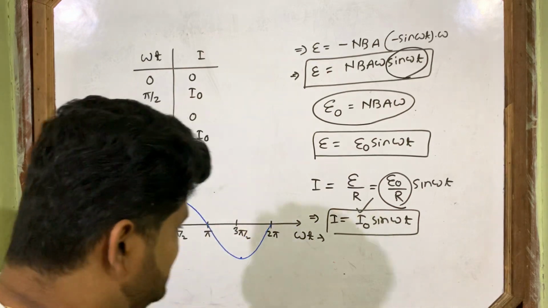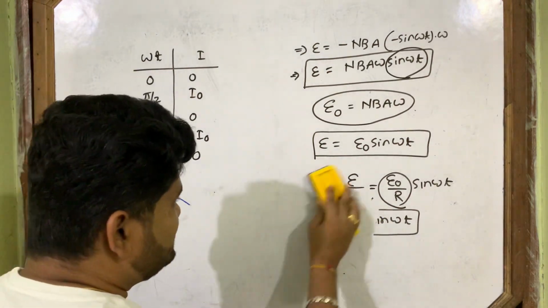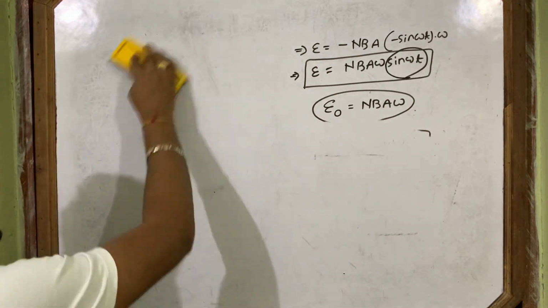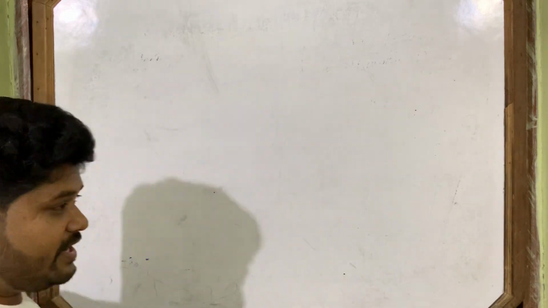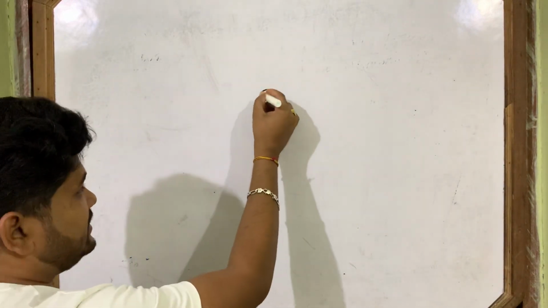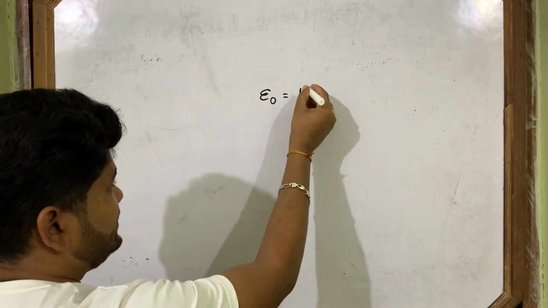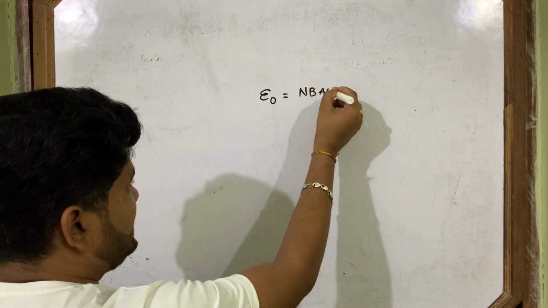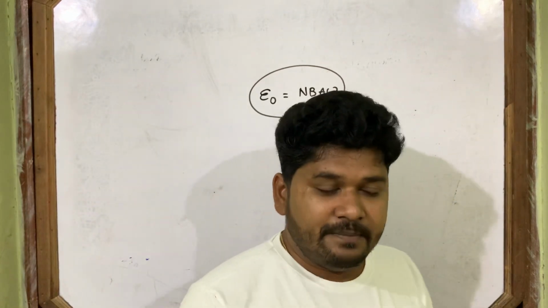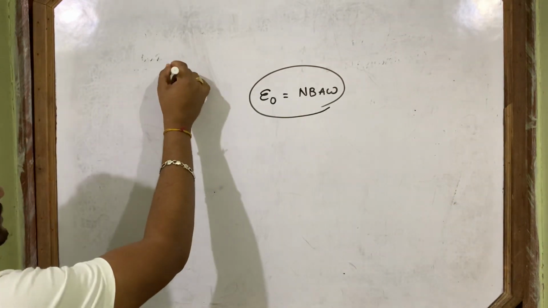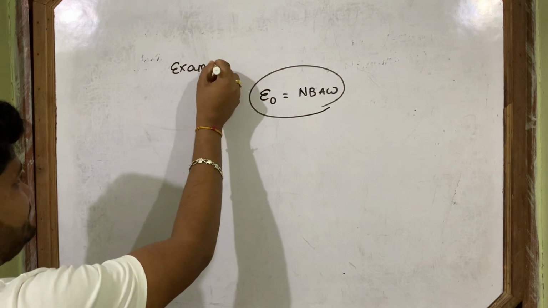Before closing, what questions come in the exam from this? You can do the last example of your NCERT book, which is based on this. Based on the formula for peak EMF, NBA omega, you can find the maximum value of EMF which can be produced. That NCERT example you can do.